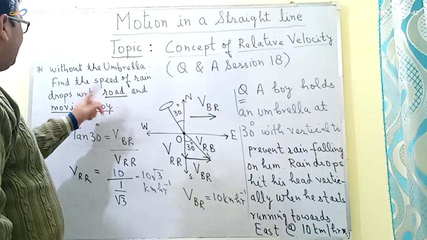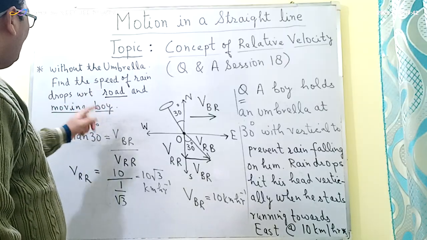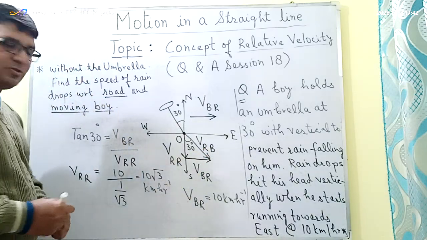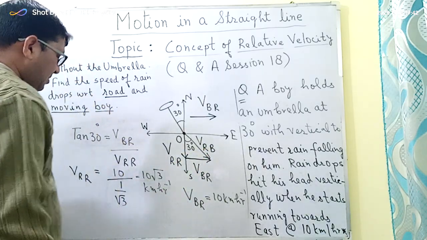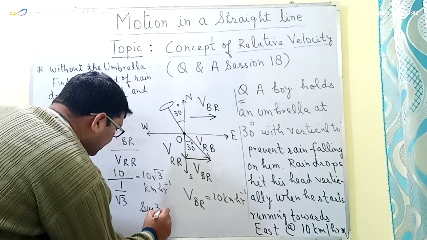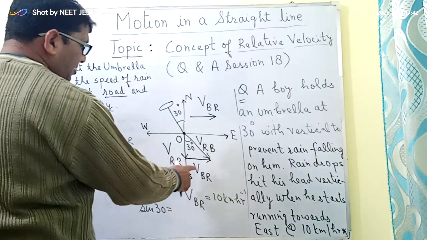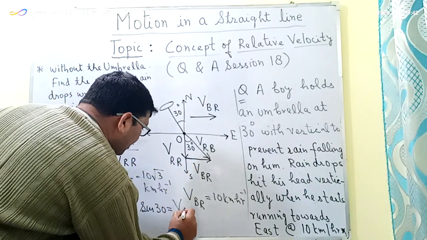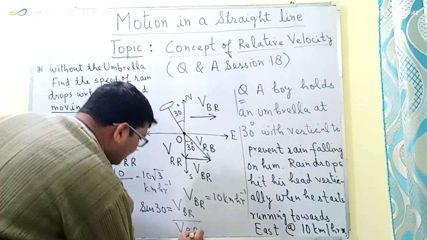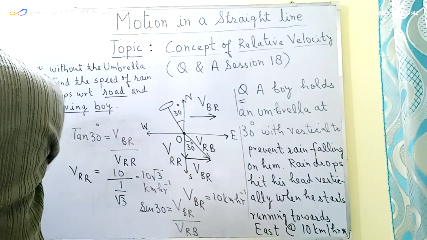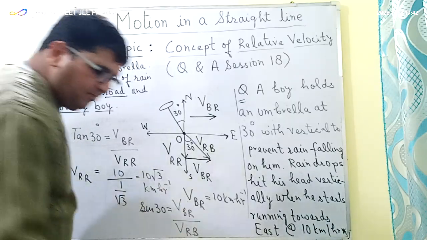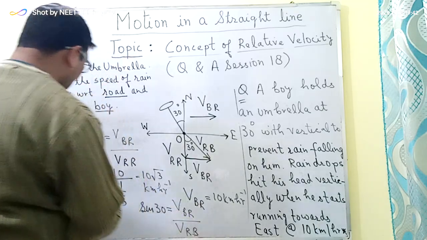Now we have to find the speed of the rain drop with respect to the moving boy also. So VRB is the velocity of the rain with respect to the moving boy. So this can be found by using sine 30. This will be equal to VBR upon VRB. So by using this formula, we can find the value of the velocity of the rain with respect to this moving boy.